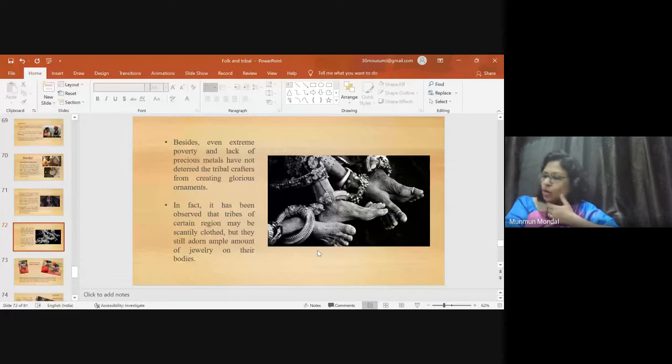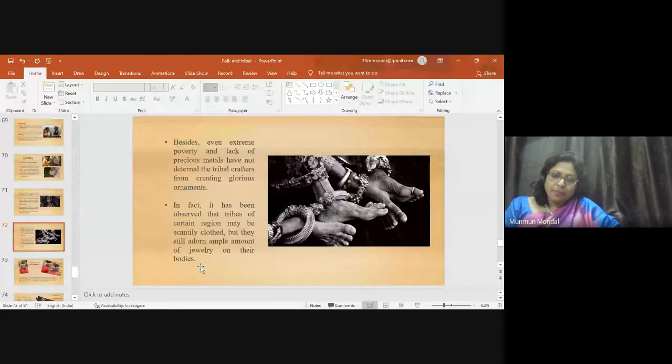And in fact, it has been observed that these tribes of certain regions may have scanty clothes, but they still adorn their body with heavy jewelry. They are wearing very scanty clothes, but heavy jewelry. That is still in practice.